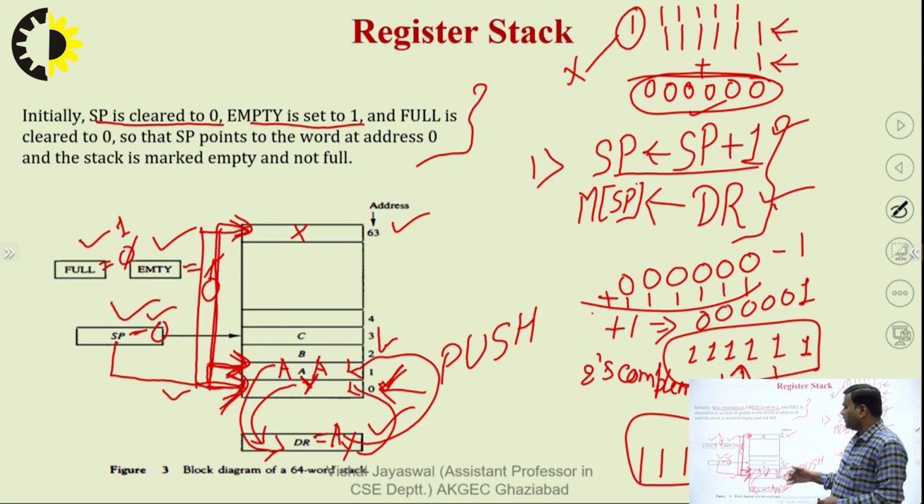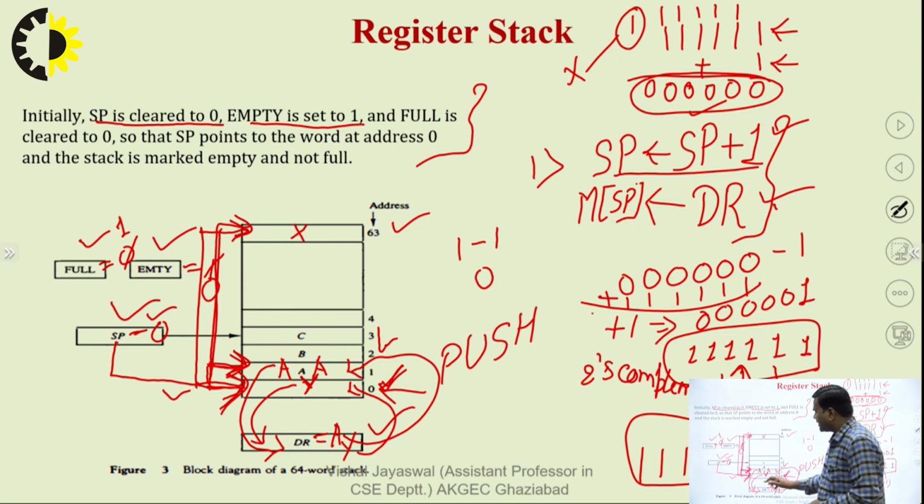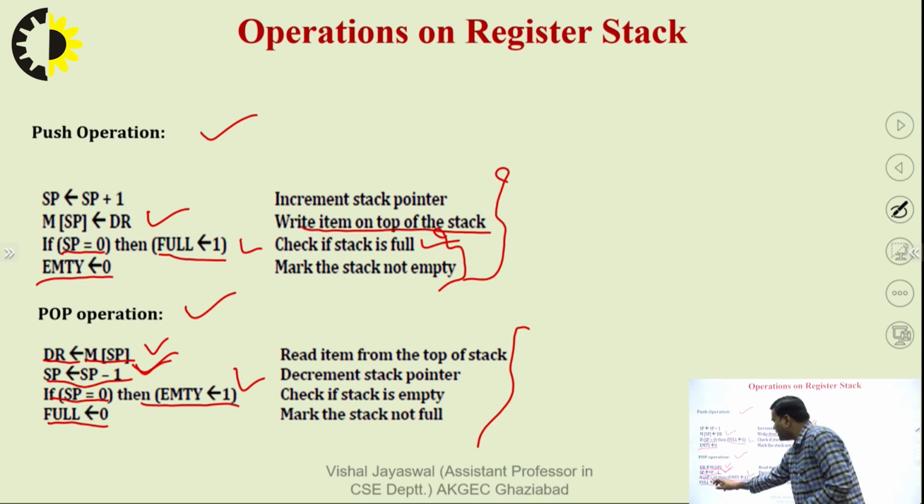Then we decrement the stack pointer register value. Our stack pointer value is 1 and we perform minus 1, meaning 1 minus 1 is equal to 0. It means our stack pointer is pointing at the 0 location. Then if the stack pointer value is 0, empty is set to 1 and full is set to 0.